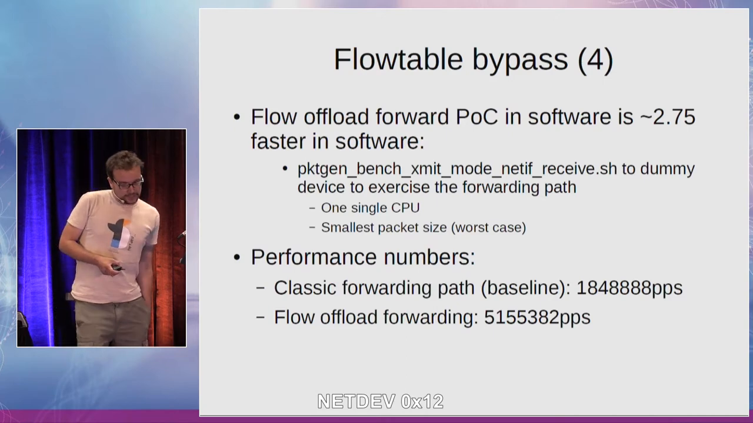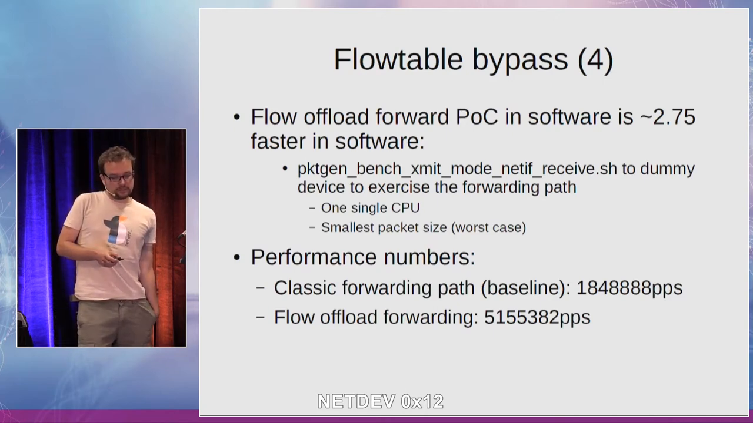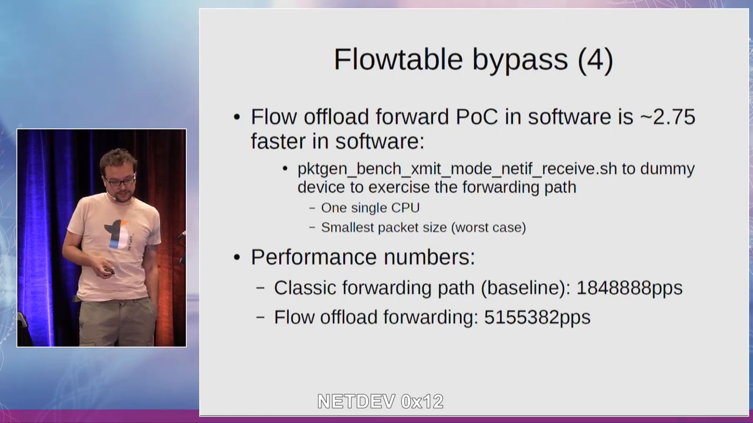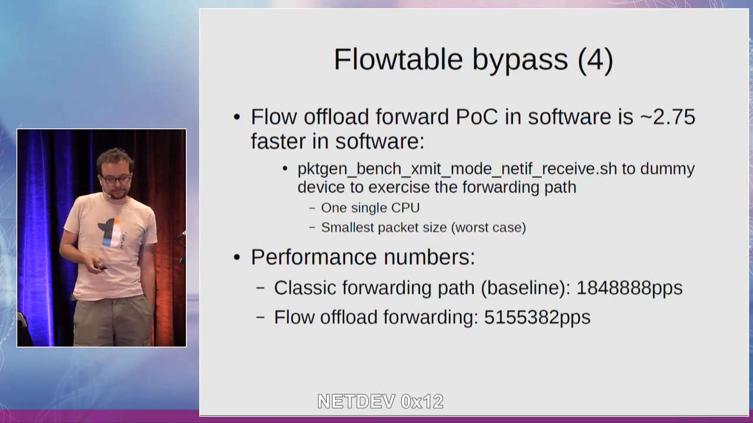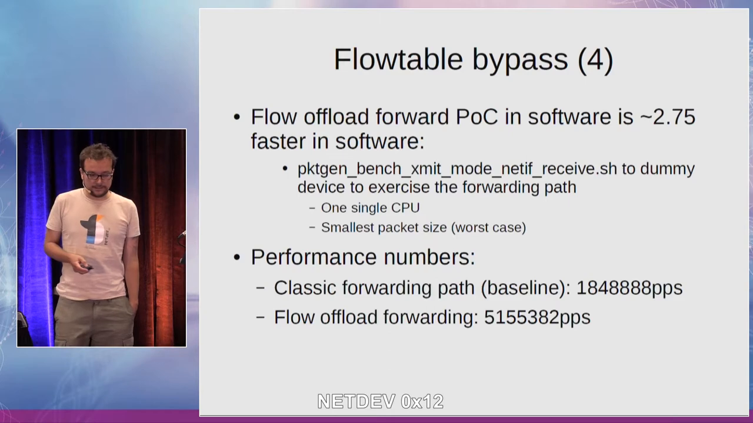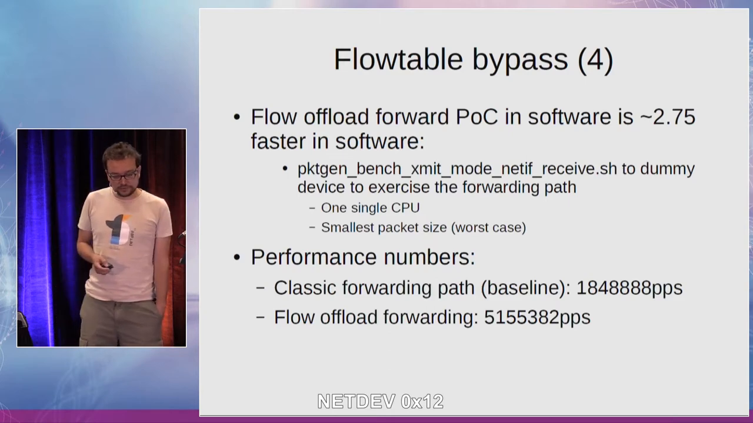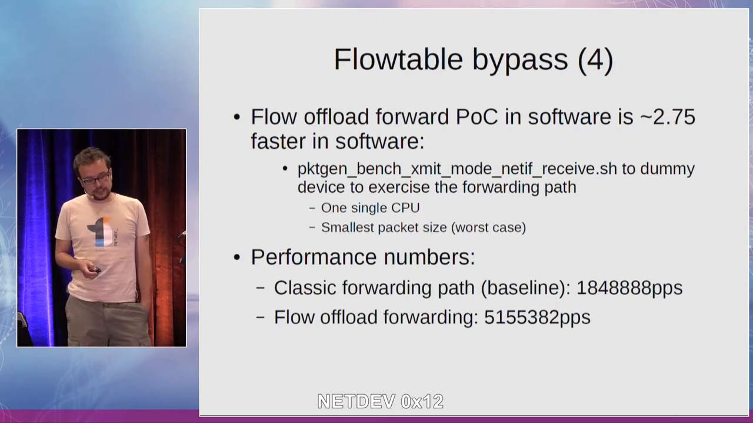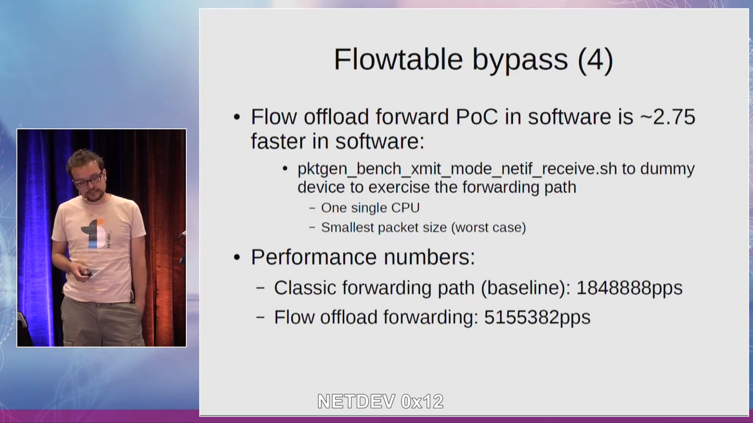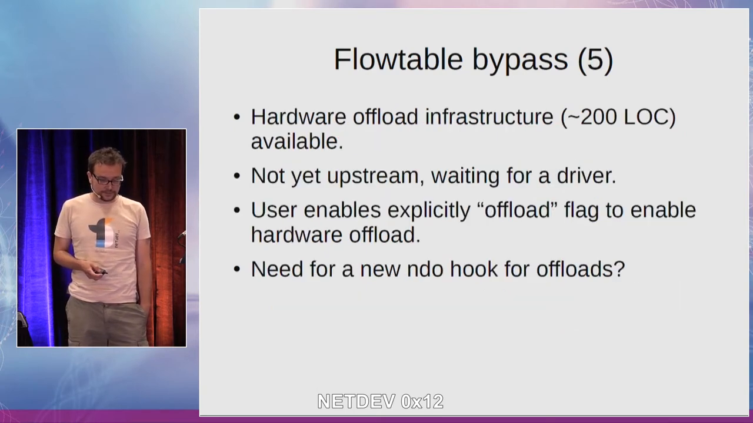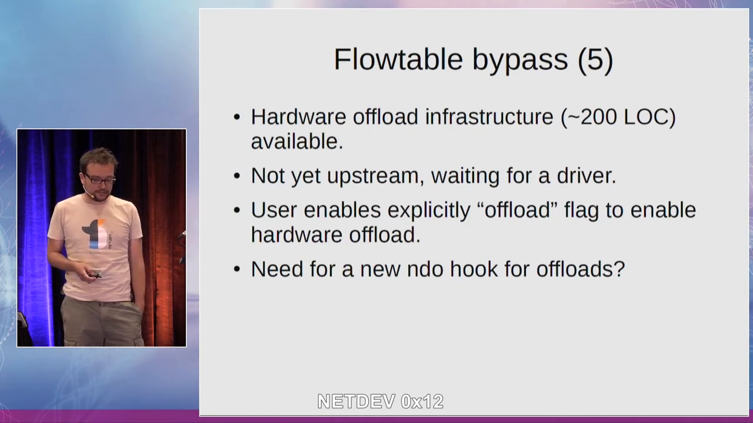In software, just a pure flow table approach, it is already reporting better numbers. It's close to 3 times faster than the classic forwarding path. I was using one of the scripts that is in the kernel tree, one single CPU and the smallest packet size, and it uses pktgen. So it's already significantly faster.